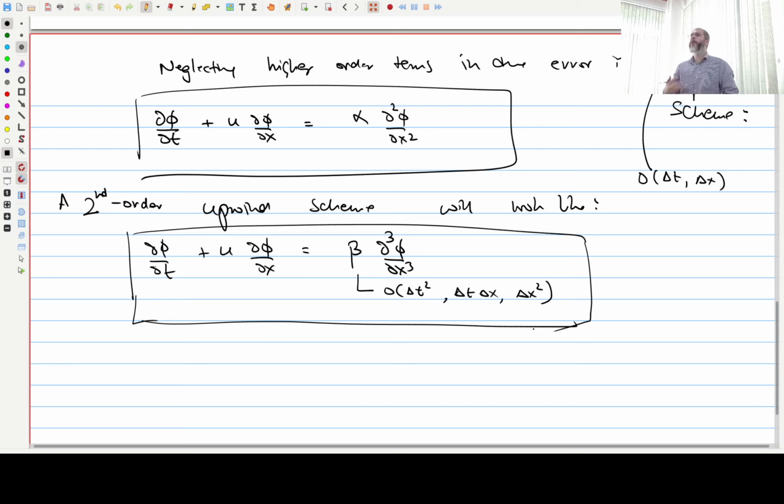Now the second one will be more accurate, definitely. That's the reason we are going for a second order upwind. But the errors in the solution will have a behavior, and I'll tell you what that means. The behavior will be very different for the two equations.